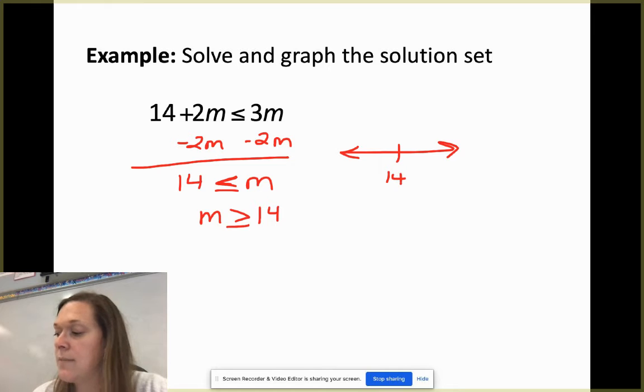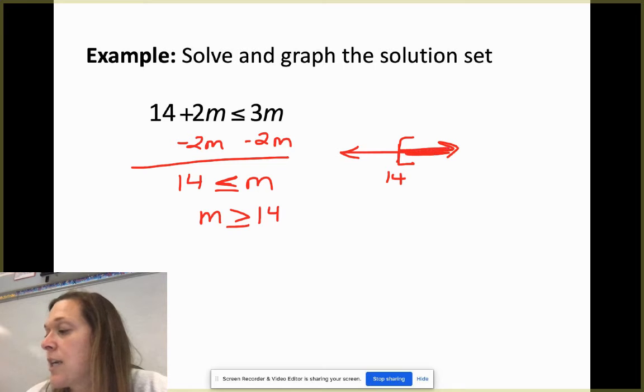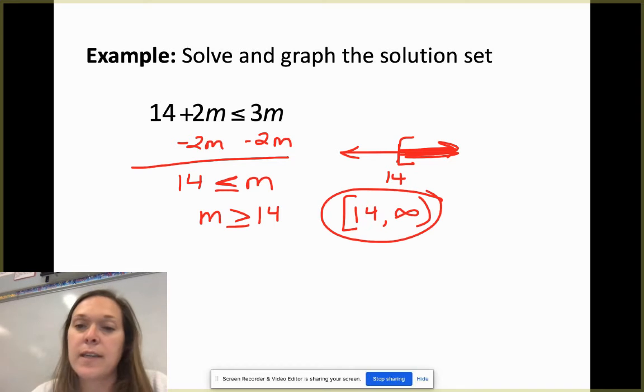So when I put 14 in the middle, I'm going to have a square bracket, so I have the equals to there, shading to the right. So my answer in interval notation is going to be square bracket 14 going all the way to positive infinity.